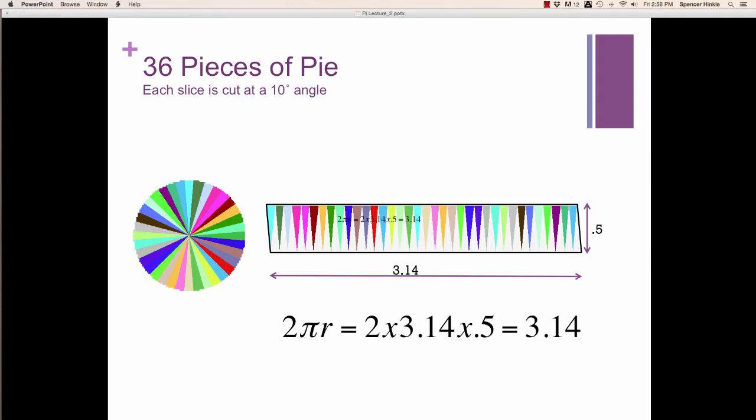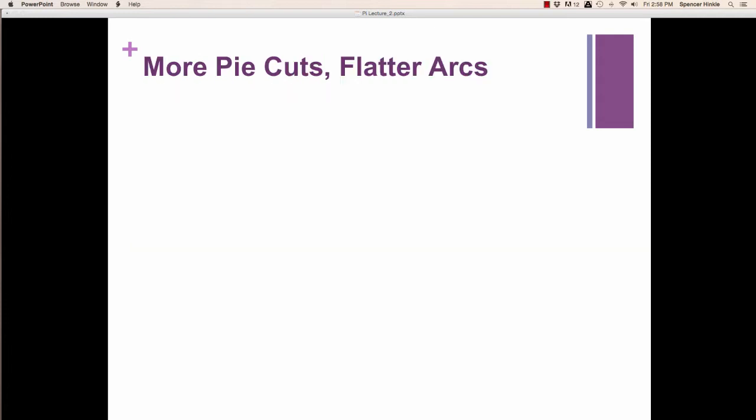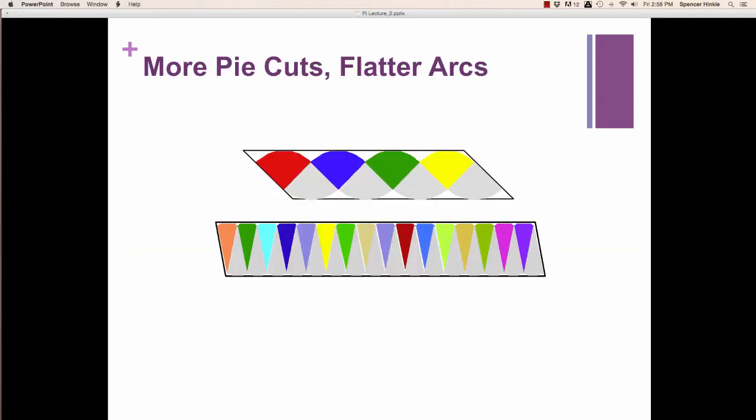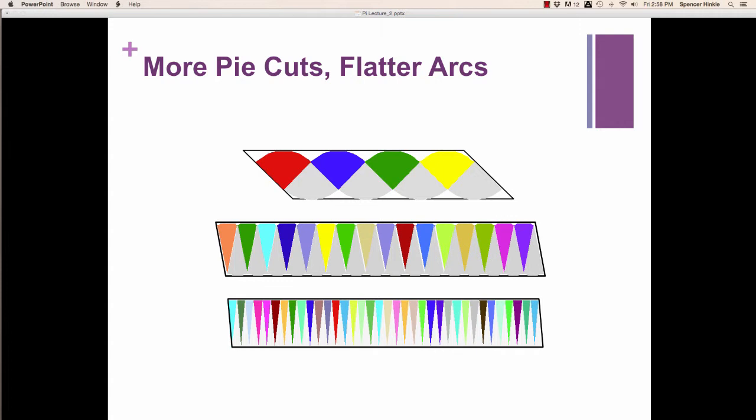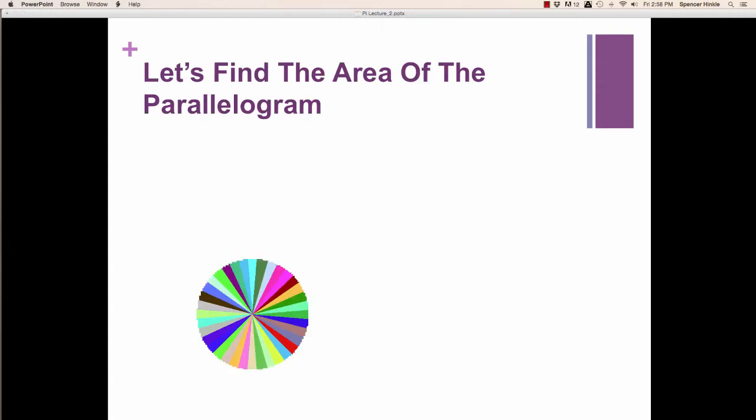Now don't forget that these arcs are still curved lines, not straight lines. But as we increase the number of pie cuts, we flatten out the arcs, getting closer and closer to the actual base or length of the parallelogram. Let's find the area of the parallelogram, which will lead us to the area of our circle.